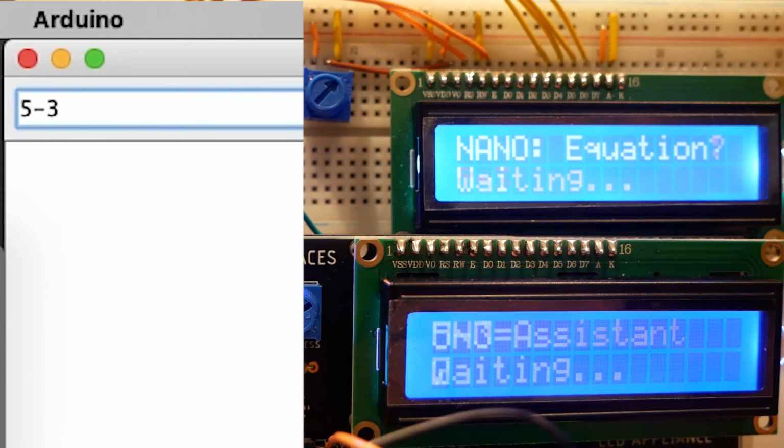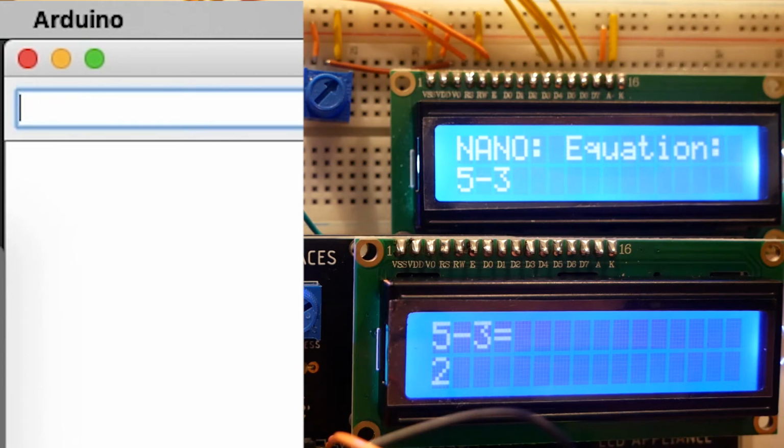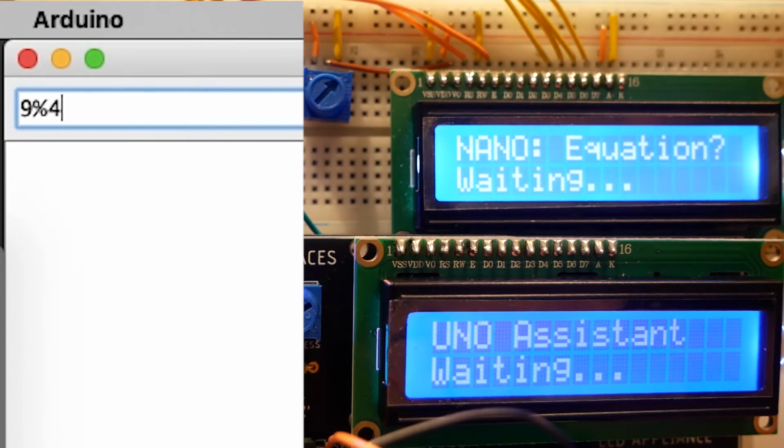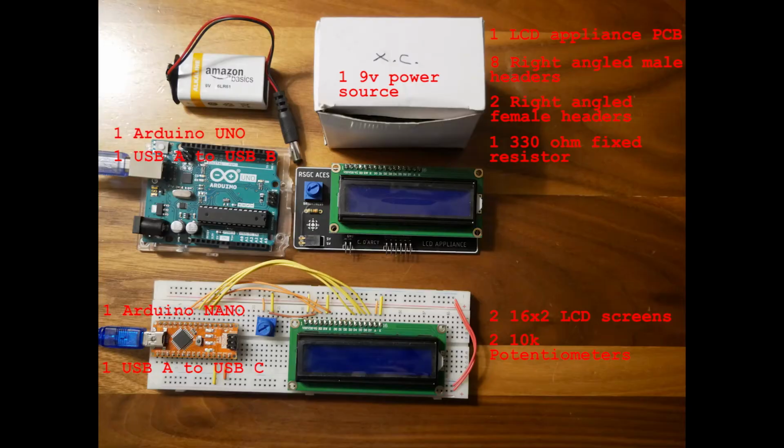The Arduino project provides the first look into communication between devices in the form of solving mathematical equations between the Nano host and the UNO assistant using a wired connection. The required parts of this project are shown on the screen.